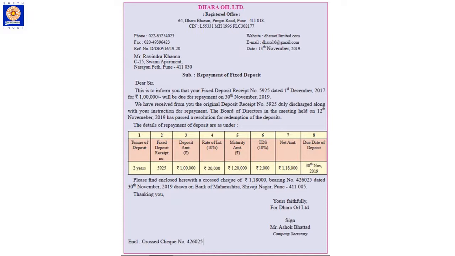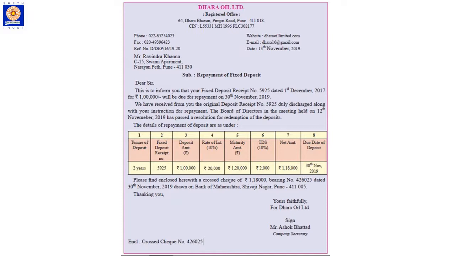We have received from you the original deposit receipt number 5925 duly discharged along with the instructions for payment. The board of directors in the meeting held on 12th November, that is a day back, one day before writing the letter, has passed the resolution for redemption of deposits, that is repayment. The details of repayment of deposits are as under. Now you can see there are 8 columns in all.